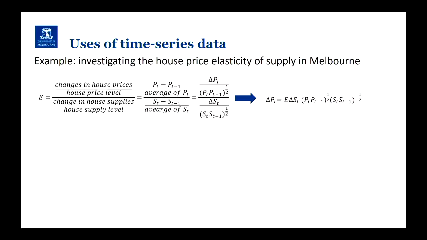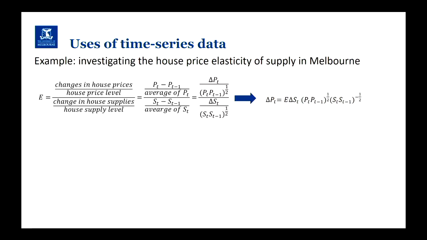Of supply in Melbourne. Okay, so we know the house price, maybe we can recall together. The elasticity is a change in price, the proportion change in price, divided by the proportion change in the supply. And then we can calculate the elasticity in this way.